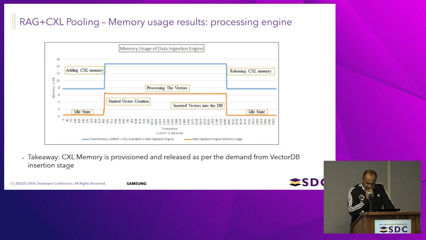Now we come to some of the data from our experiments. This particular data is taken from the data ingestion engine while stage 1 is running. There are two graphs. The bottom one, the orange line, shows the actual memory usage. The upper one is the actual memory provision. Provision includes DRAM and CXL.